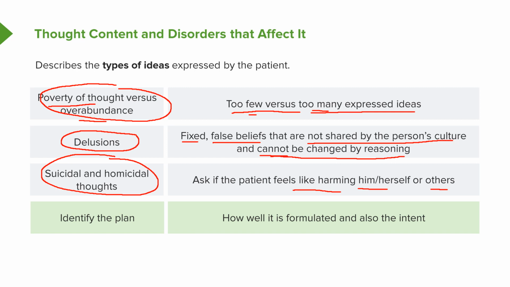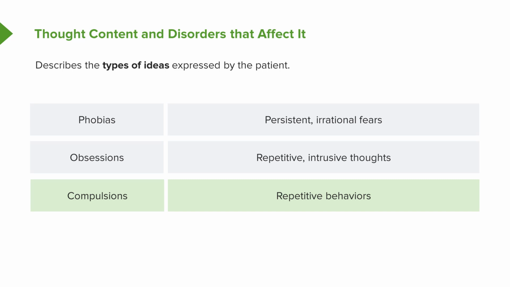There are also some ideas that can be expressed by the patient that are persistent and irrational fears. Now, those are known as phobias. So phobias are also important types of ideas expressed by the patient. So they are persistent and irrational fears. So, for example, fears of open spaces or fears of closed spaces that are irrational, then that's a phobia. Or fear of snakes, or fear of bicycles, etc. Fear of heights.